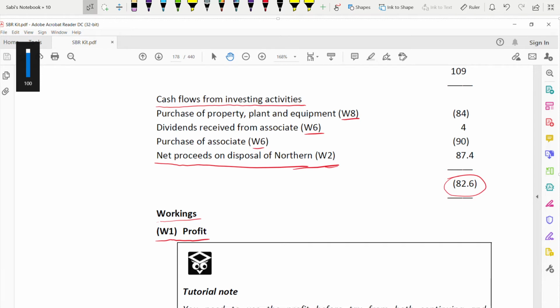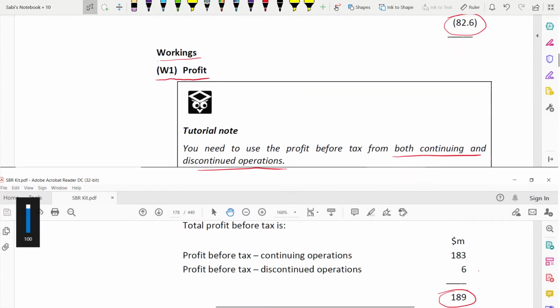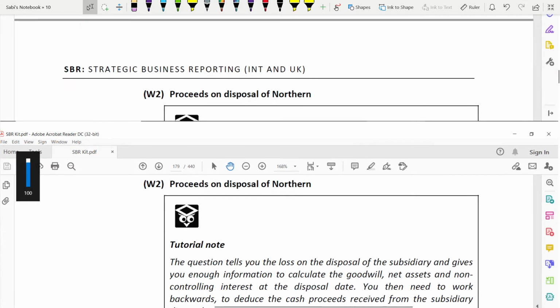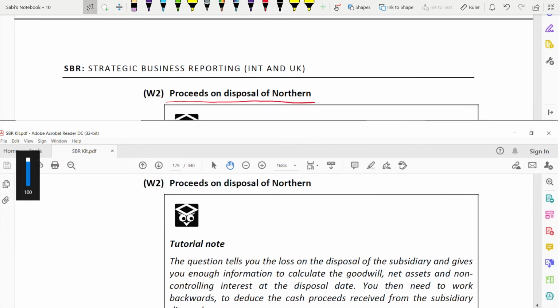Okay, so first one is, let us go in the order given. Let us go in the working order, working two. So first we'll go through how much proceeds we are receiving on disposal of Norton, working two. So let us go through working two. Okay, proceeds on disposal of Norton, clearly labeled.